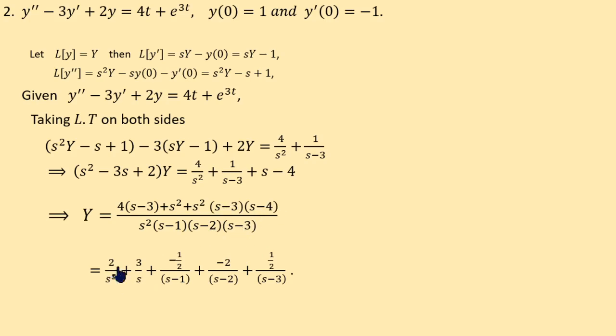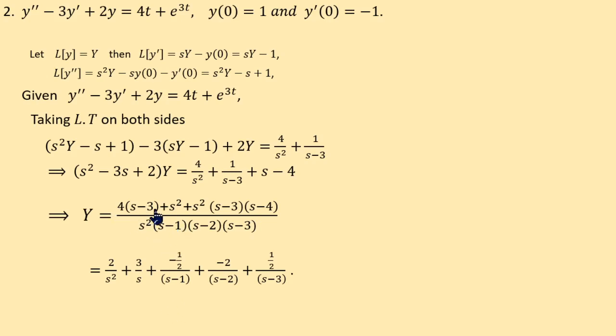To find the A value, close this s square, put s equal to 0 throughout. When s equal to 0, these two become 0, this is minus 12. Denominator, when s is 0, it is minus 1 into minus 2 into minus 3, which is minus 6. Minus 12 by minus 6 is 2. Therefore, A is 2.